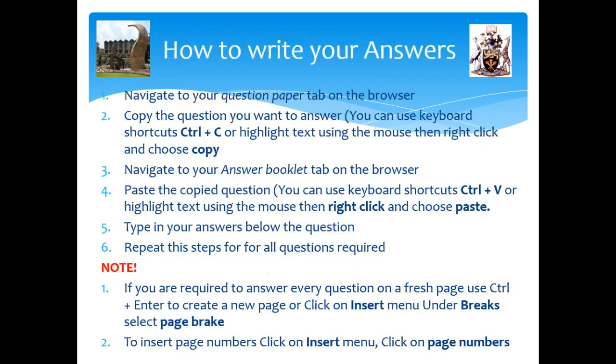So to write the answers, navigate to the question paper. What you need to do is copy the questions you want to answer and use the shortcut keys, Control plus C. Then you need to navigate now to the answer booklet. You paste the questions there using Control V. So you need to note that you'll be using the shortcut keys to copy and paste your questions. Now the fifth item you'll need to do is to type answers for the questions that you are answering. And now you will repeat this step for all the questions that are required.